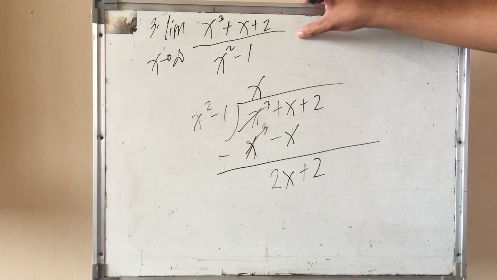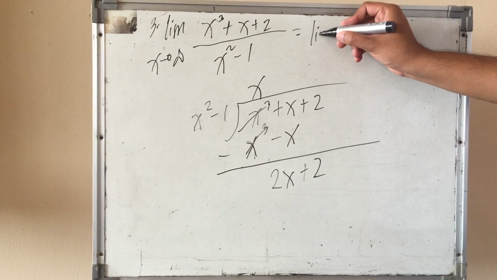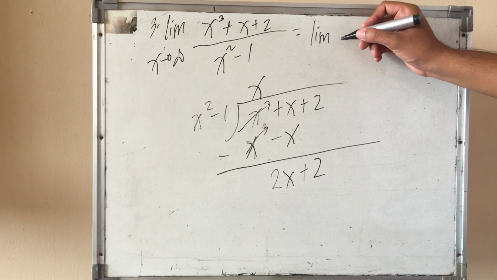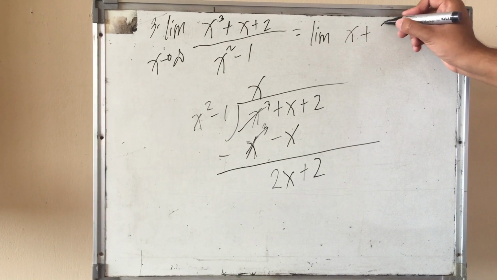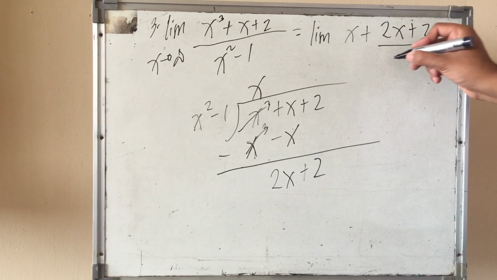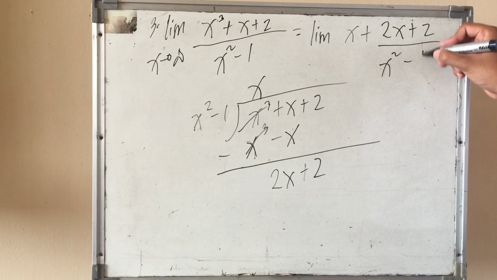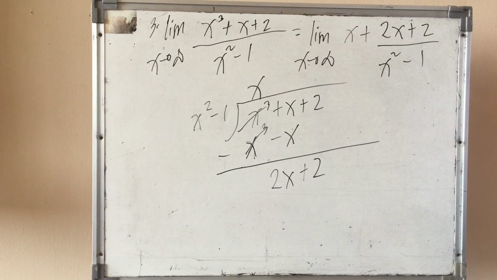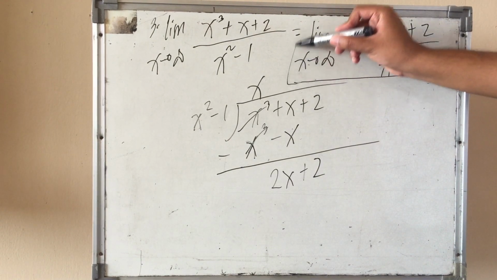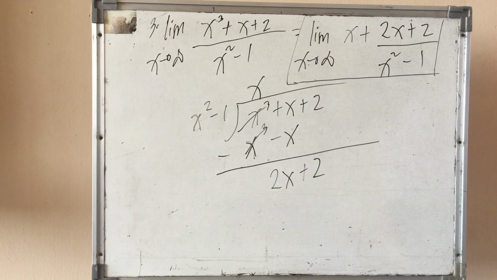Rewriting this equation, we have the limit of x plus (2x + 2)/(x² - 1) as x approaches infinity. This will become our working equation. After simplifying our expression, we can now divide by the highest power of x. What is the highest power of x? We have x squared.